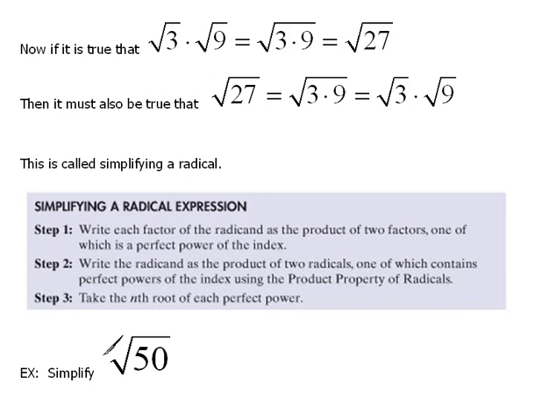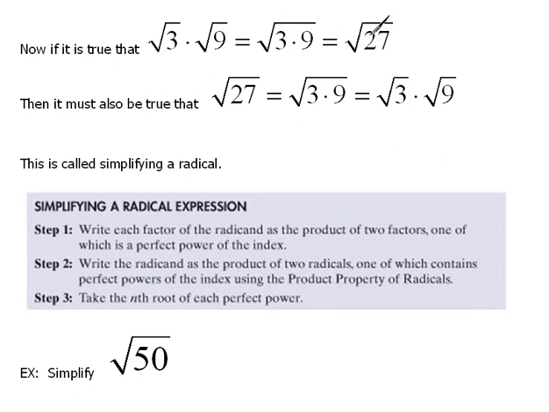Okay, so by using the product property, we saw that if we had the square root of 3 times the square root of 9, since those indices were the exact same, we could put those together and say that's the square root of 3 times 9, which would then be the square root of 27.